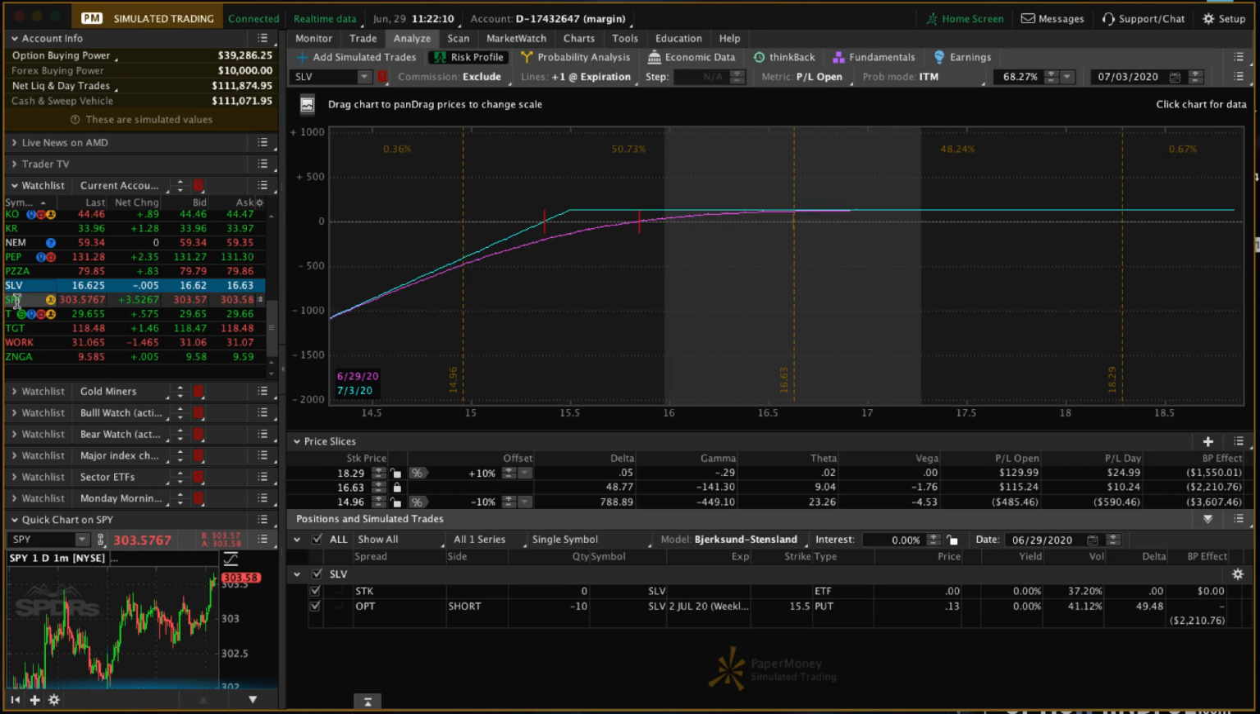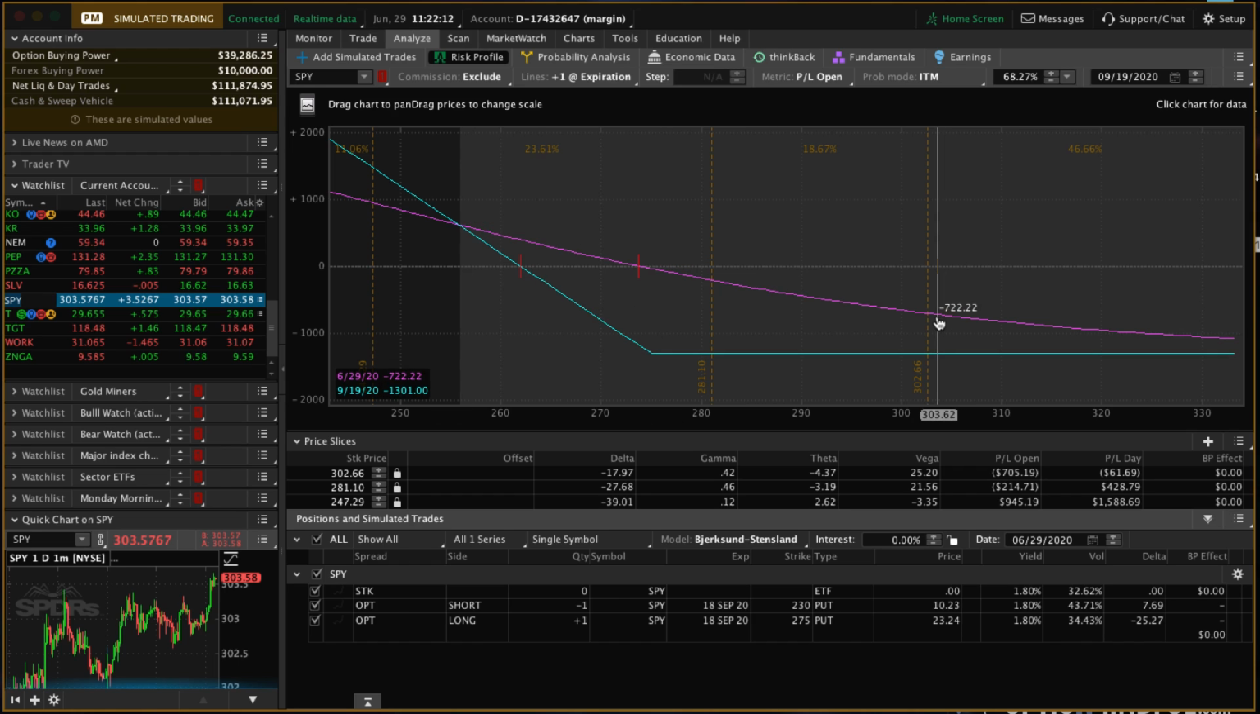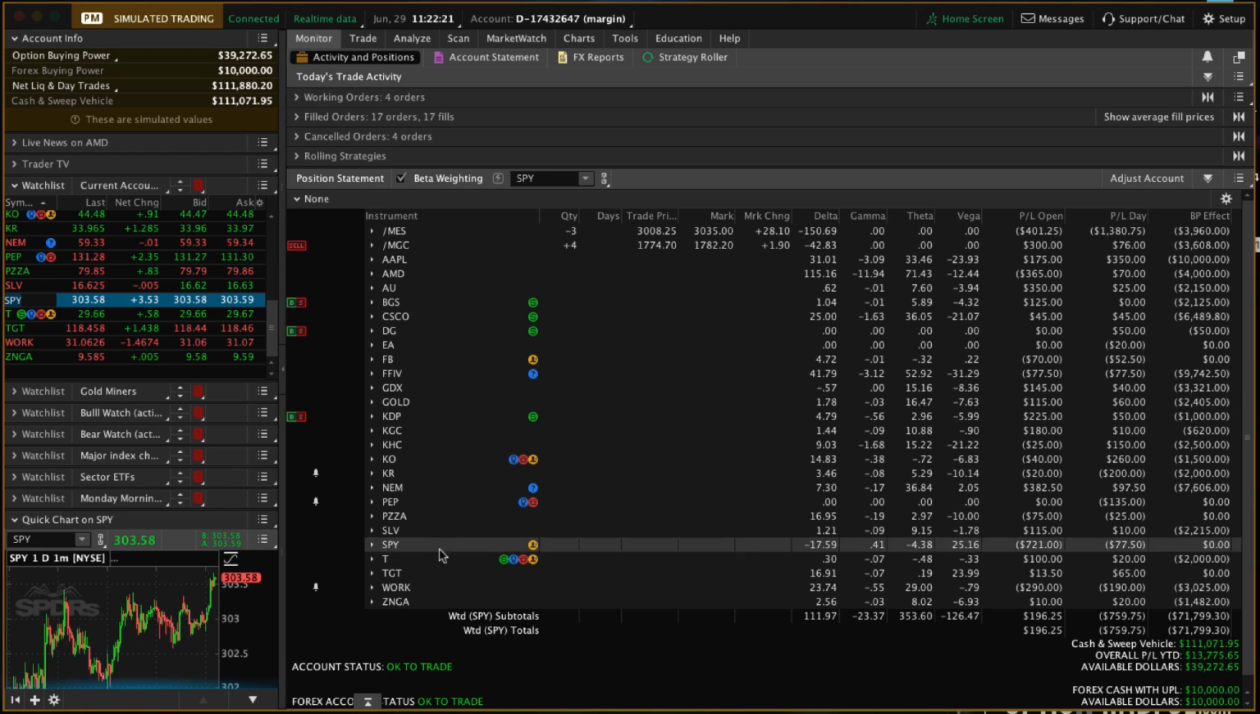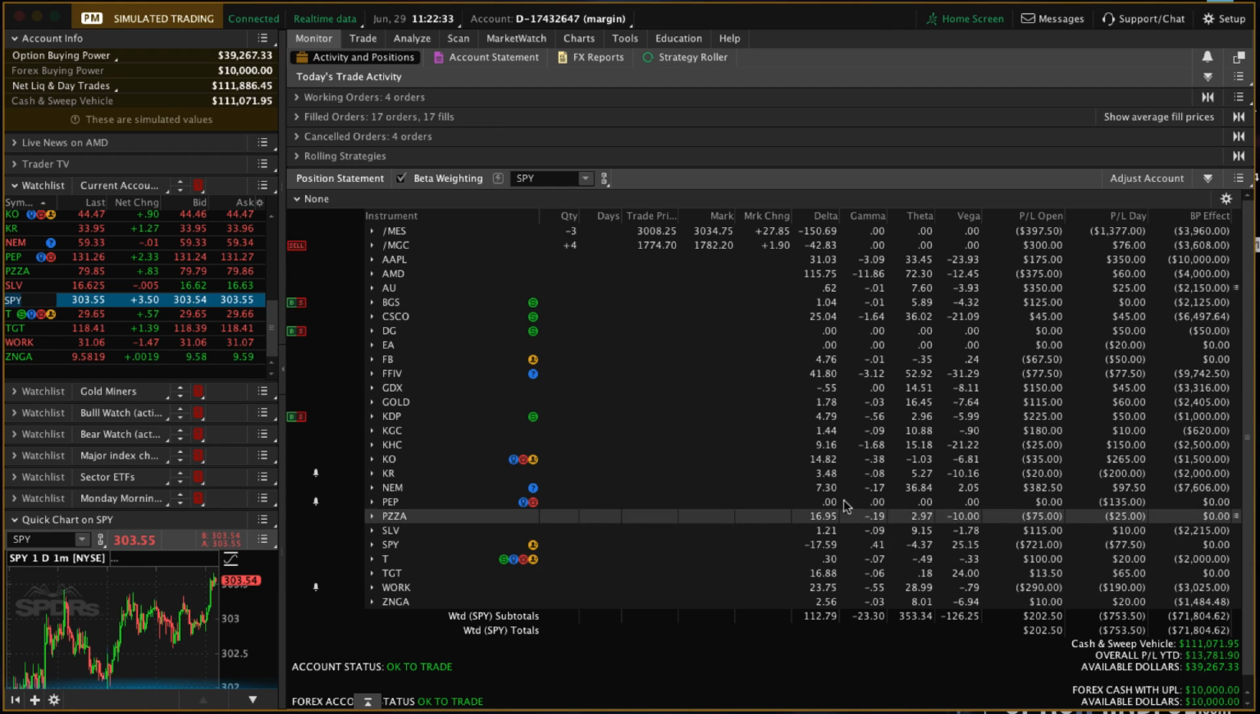Now SPY is my insurance policy. I'm just willing to pay for it, and right now it just generates a loss of 720. And if you look at the monitor here of SPY, it just adds negative delta to my position, and I like that. It's not a big negative delta, but it's big enough to hedge a part of this portfolio.